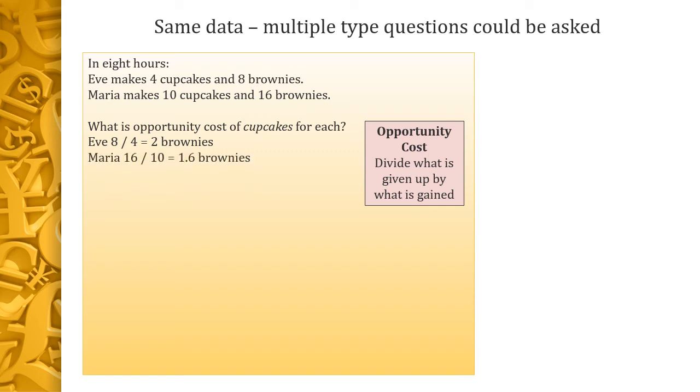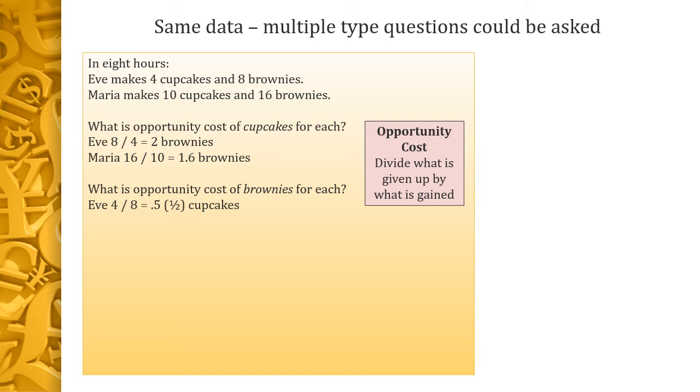For Maria, it's basically the same thing, but she would have to give up 1.6 brownies for every cupcake she increased. They may ask it the other way around: what is the opportunity cost of brownies? In this case, what we're giving up is cupcakes, and we divide that by what we gained, which is brownies. So for every brownie we add, Eve has to give up a half a cupcake. I don't know how you give up a half a cupcake, but that is what it would be. You may also notice that I have 0.5 and then in parentheses I have a half.